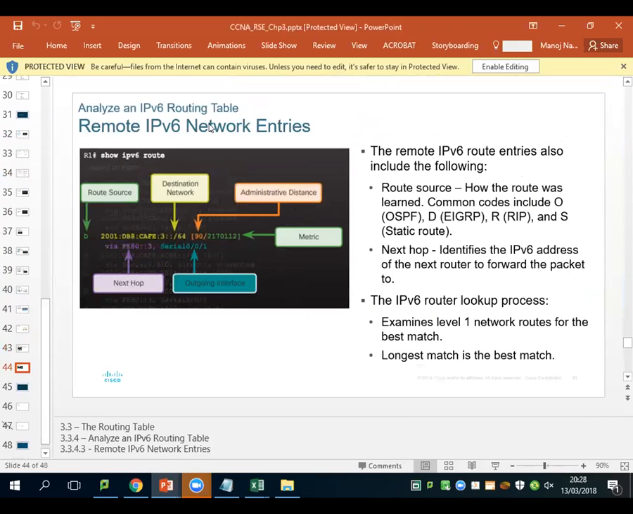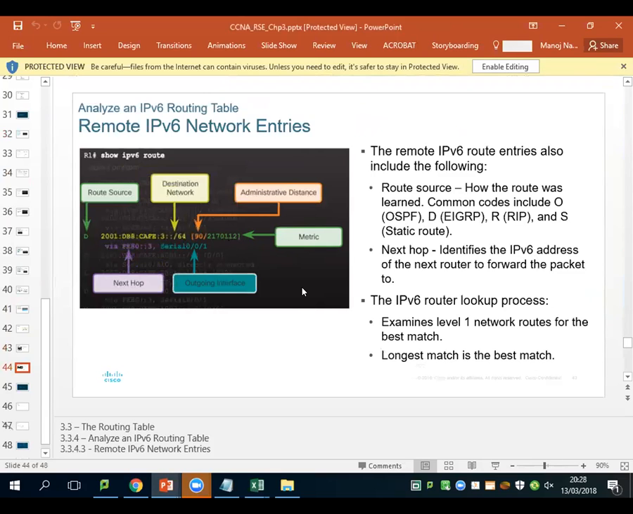Next, remote entries. These are also learnt through different routing protocols. So you've got your route source. Was it learned through OSPF, EIGRP, RIP or static? So you've got a D here. Again, your next hop is picked up, which is where you're going. Admin distance and metric. This is quite a big metric, you can see there, a much larger one. Your next hop, and then your outgoing interface.